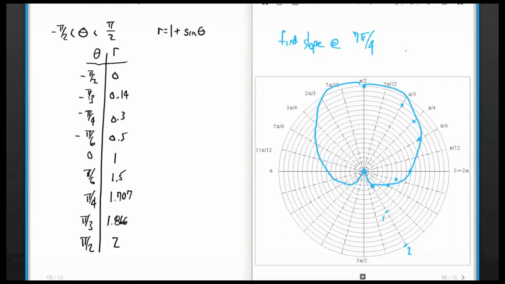Where is 7 pi by 4 then? It's almost at pi, so it's over here somewhere. Is that what it was? It was 7 pi by 4? Oh, 7 pi by 4 is over here, right down here. Right, it's almost 2 pi. So somewhere in here we're going to find the slope.